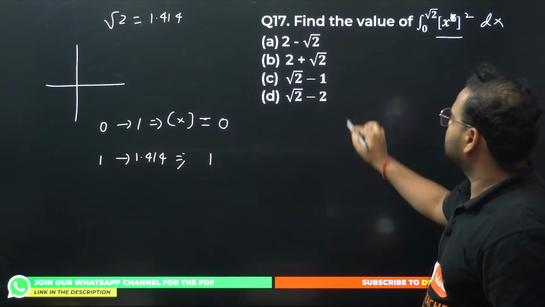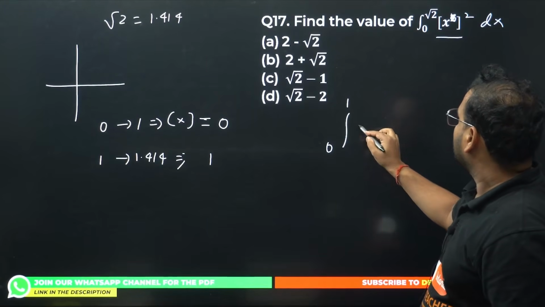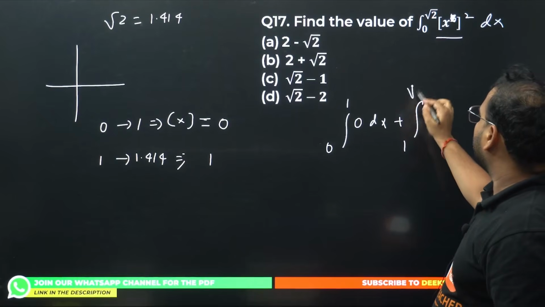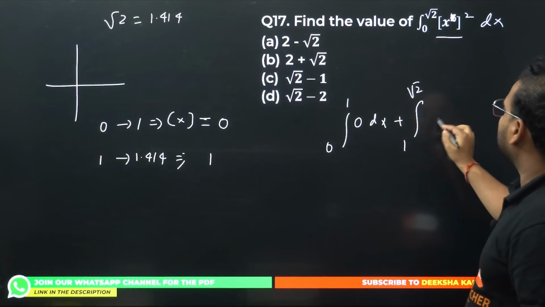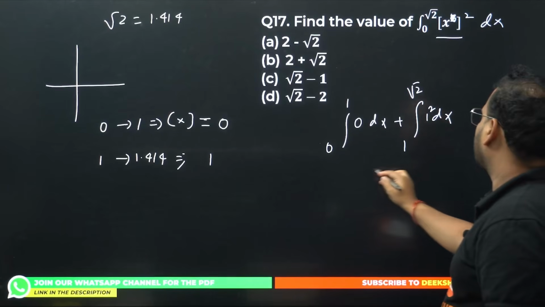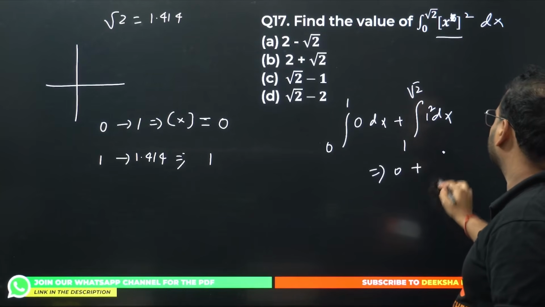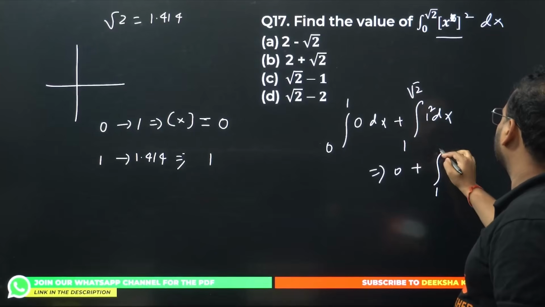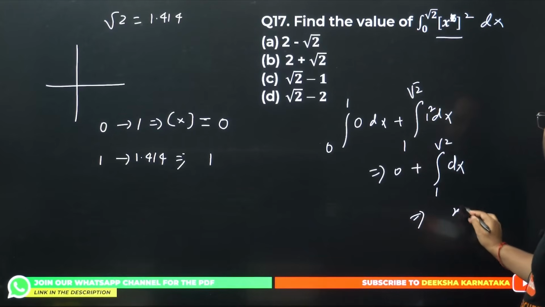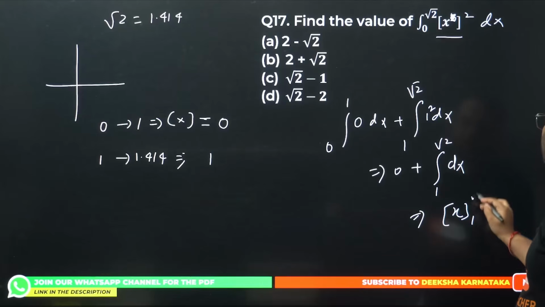Break this, I get 0 to 1. This will be 0 dx plus 1 to root 2, which will be what? It will be 1 dx. 1 square is nothing but 1 only. So no problem. We get 0 plus the integral from 1 to root 2 of dx, right? What do I get for this? I get the answer as x from 1 to root 2. My answer is root 2 minus 1.